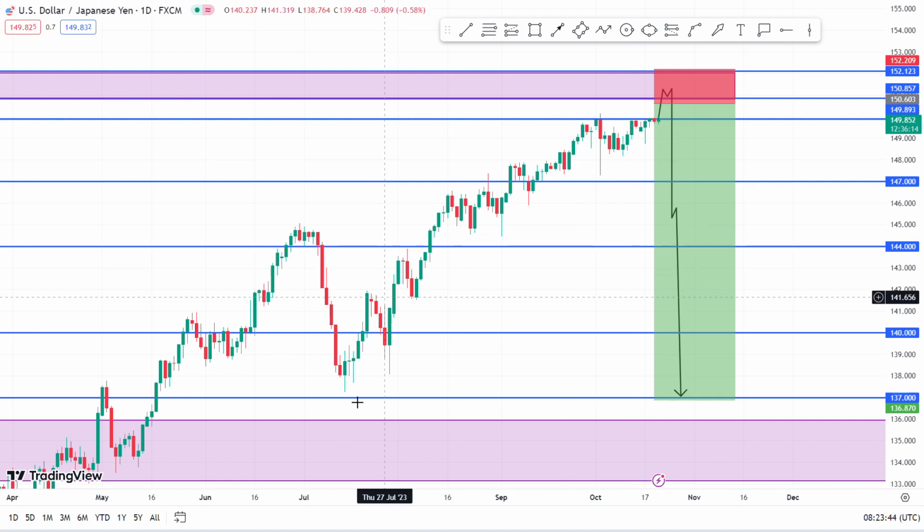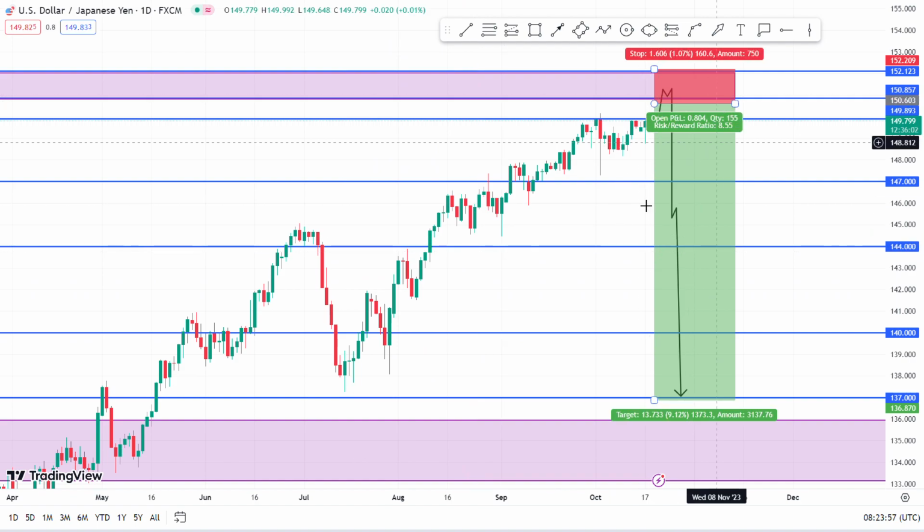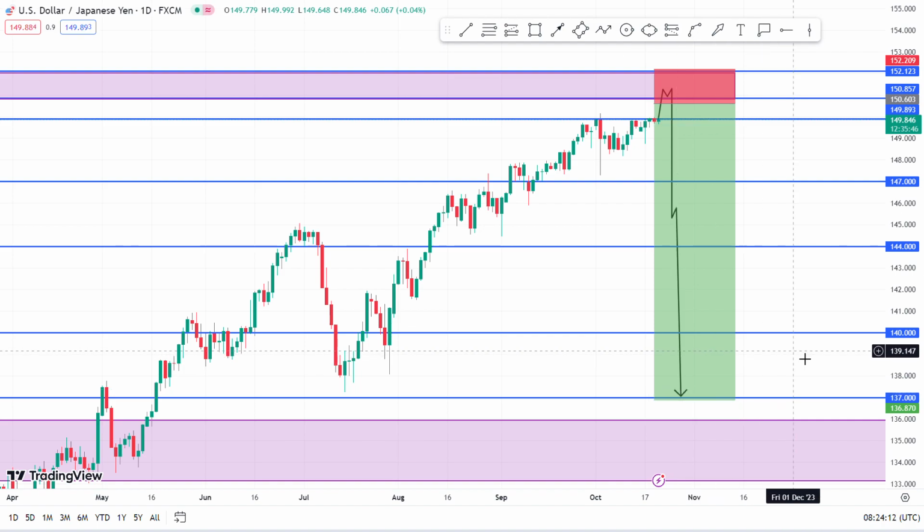For instance, we anticipated this move, right? Meaning we could have been entering here. After pullback, we enter. After pullback, we enter. That's the same concept we're going to be using here. After a pullback of the sell, we enter, all the way to 1373 pips. So this is how it is.